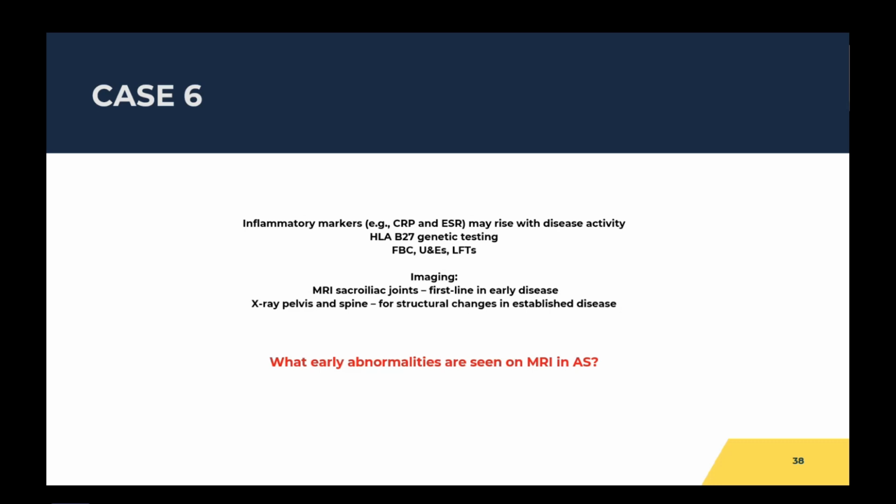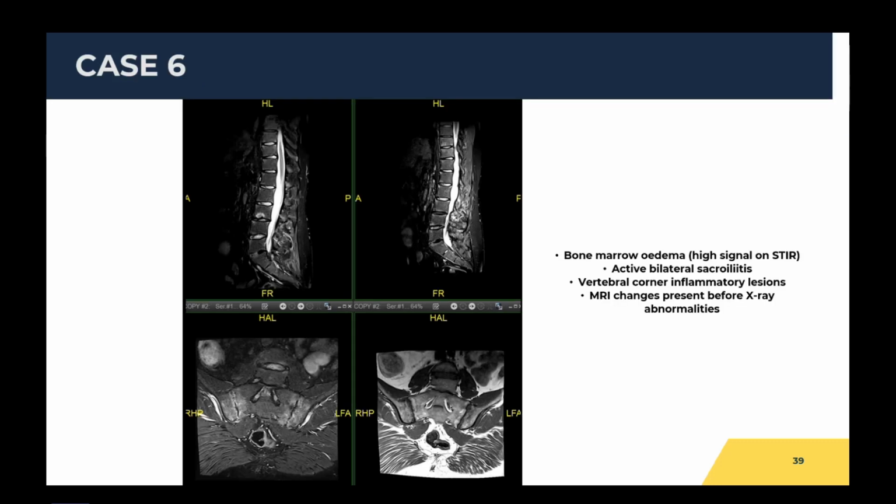So the next question, does anyone know what early abnormalities can be seen on an MRI in ankylosing spondylitis? Just give you a few seconds. Yeah, bone marrow edema, yeah, that's correct. Yeah, I'll just go through the answer then.